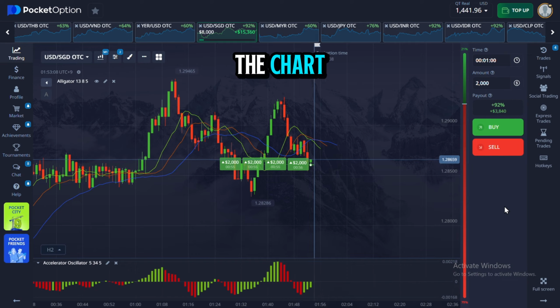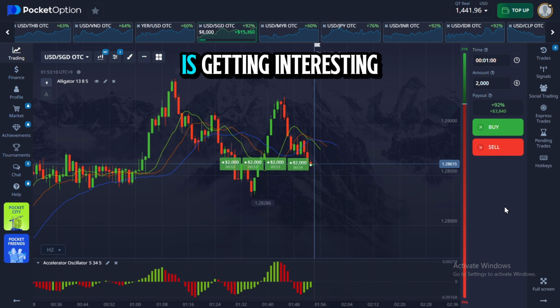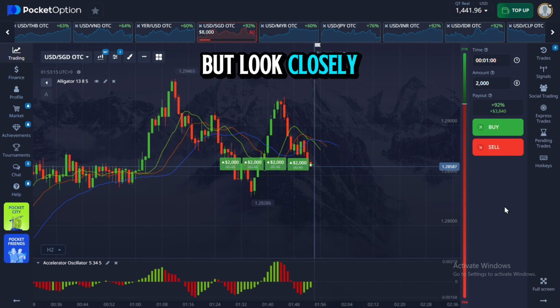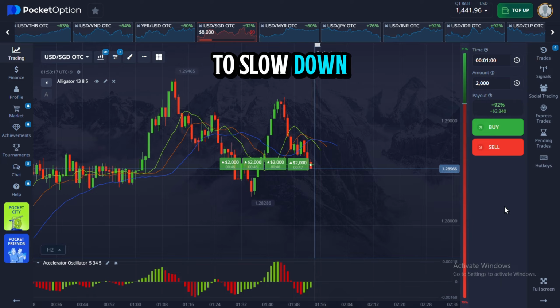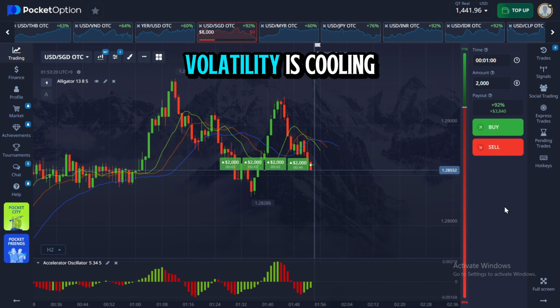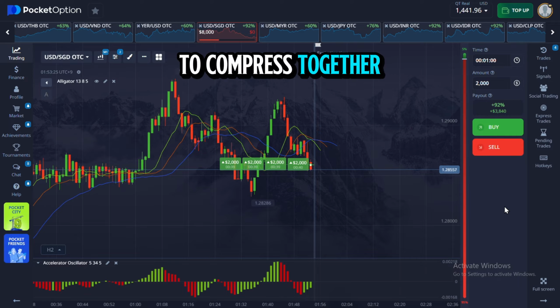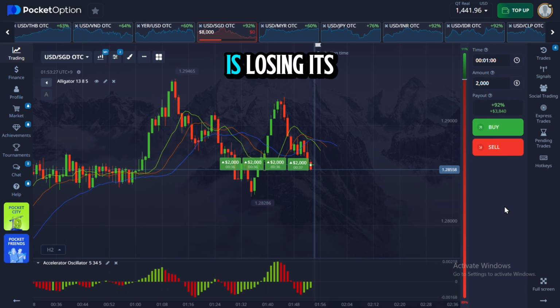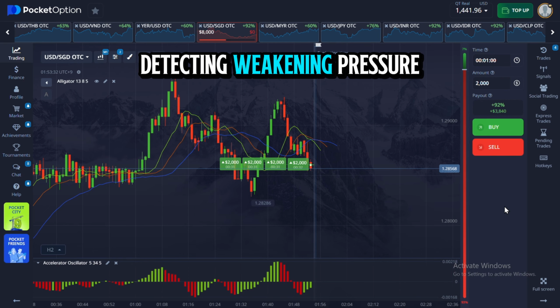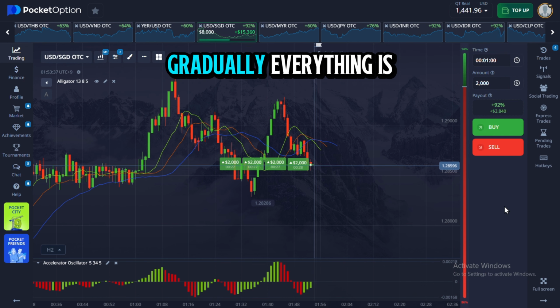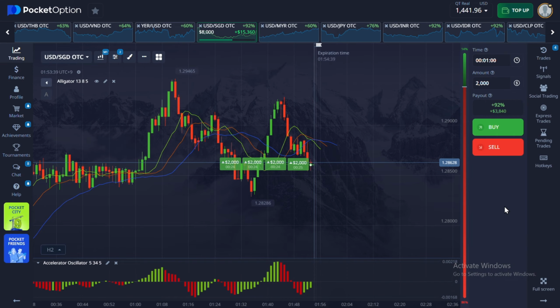Let's focus on the chart. Okay, now this is getting interesting. Earlier we had a strong upward push, but look closely. Momentum is starting to slow down. The candles are becoming smaller, volatility is cooling off, and the moving averages are beginning to compress together. That usually tells me the market is losing its aggressive strength temporarily. The AI is detecting weakening pressure near this zone while the oscillator below is also fading gradually. Everything is starting to align here. All right, I'm responding to this setup now.